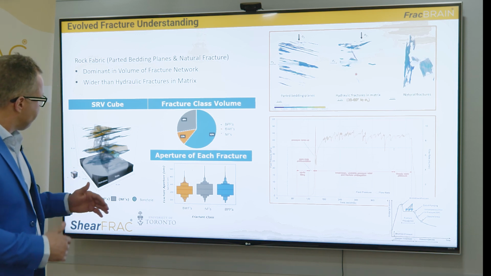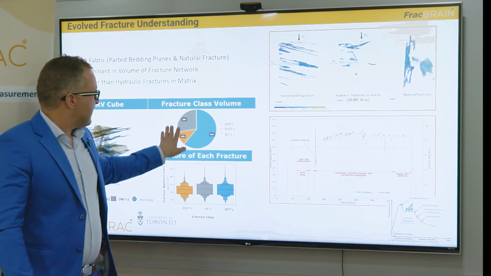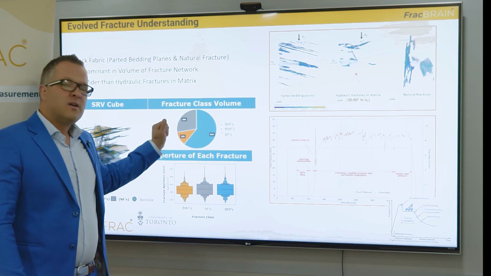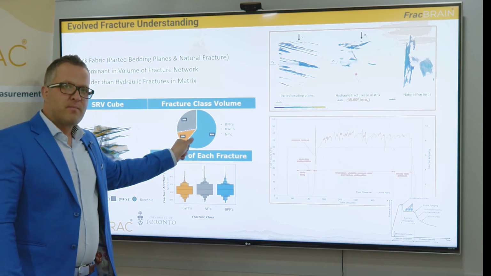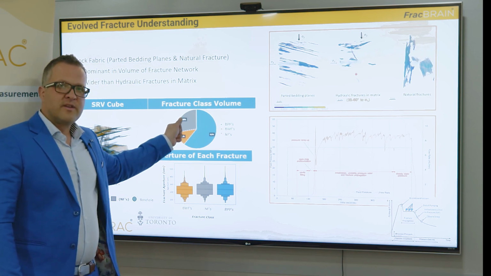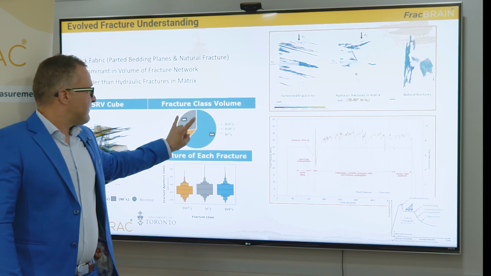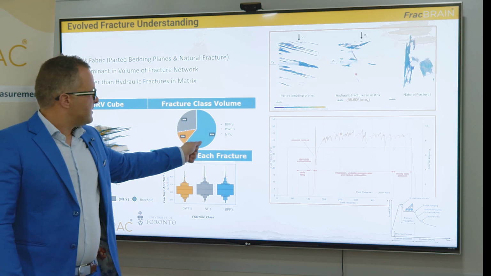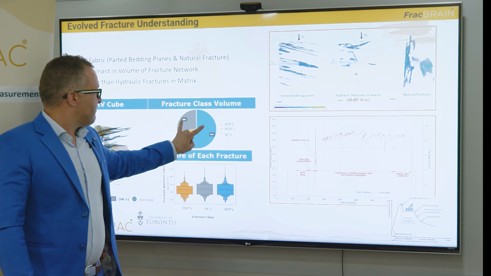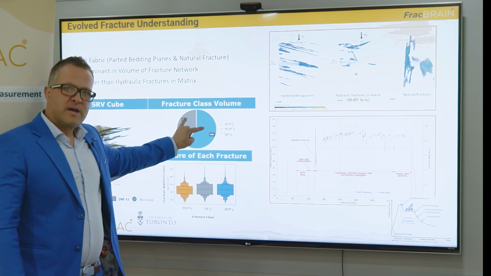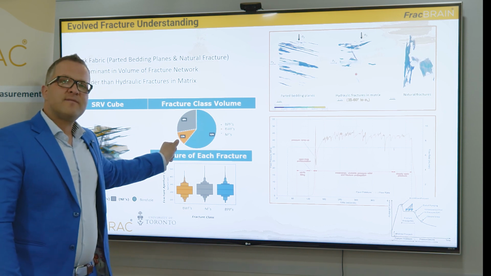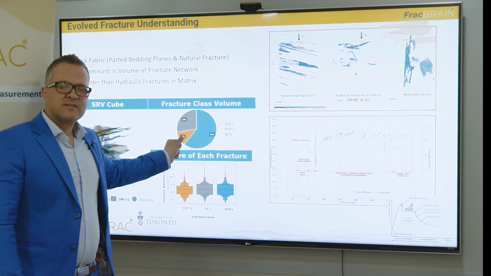This is critical because if I look at the fracture volume, which is the total stimulated rock volume, I want to break this out into bedding plane parting, the bi-wing fractures, and the natural fractures within the rock. You can see the majority is bedding plane parting at 61%, but the combined natural fractures and bedding plane parting is almost 90%, with only 11% left for the bi-wing fractures.